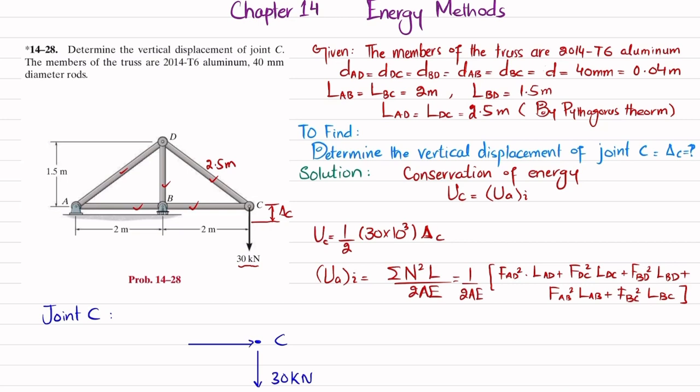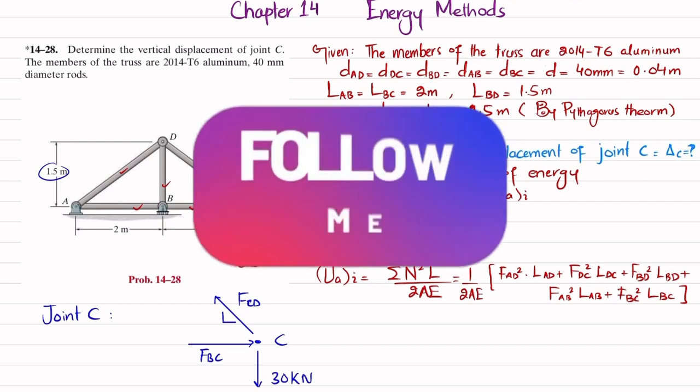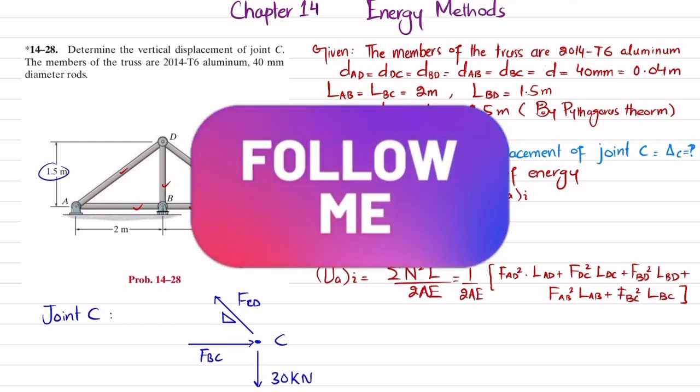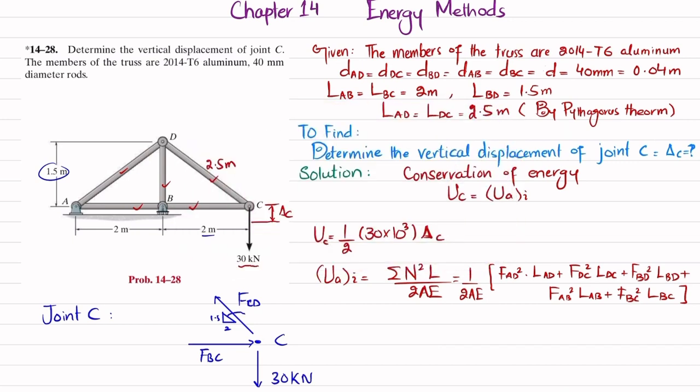And this load will exert force in this direction. This is F_CD or F_DC. Now you can see this is 2 and the vertical height is 1.5. So if I draw a right angle triangle over here, this is 2, this is 1.5. By using Pythagoras theorem, this will be 2.5 meter.